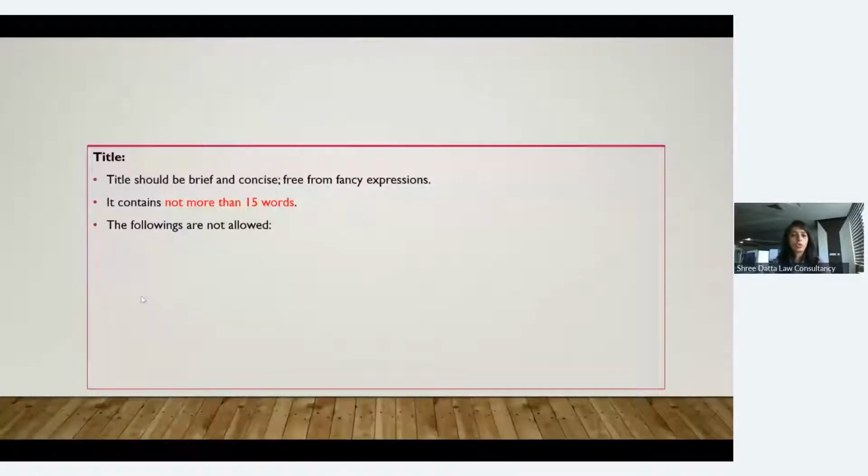Then the following are not allowed: the inventor's name, the word patent, and abbreviations like etc. These types of things are not allowed. You cannot keep the name of the inventor as a title. Then if you are writing the patented combination or this patented composition, you cannot write the word patented, because you have just applied for the patent. The patent has not been granted. If it is granted, then you can write that this particular product is patented, but you cannot use the word patent in the title. Abbreviations like etc. you also cannot use in the title.